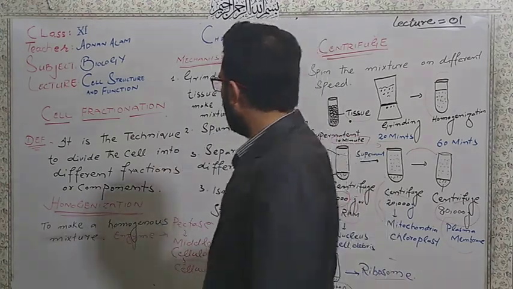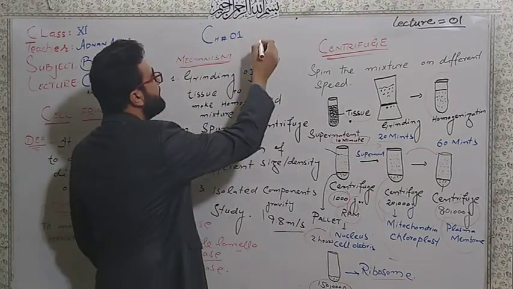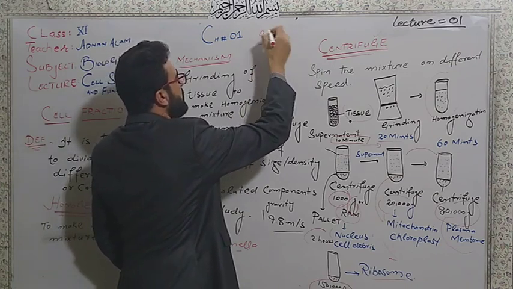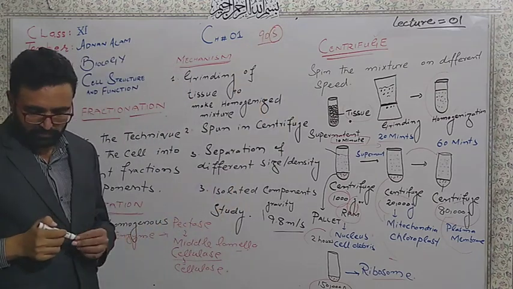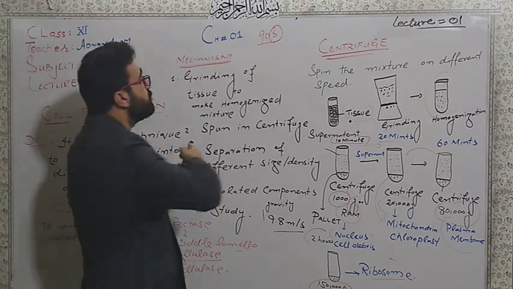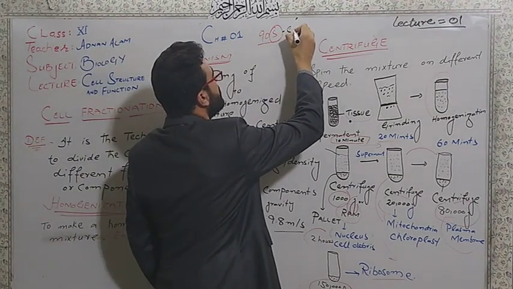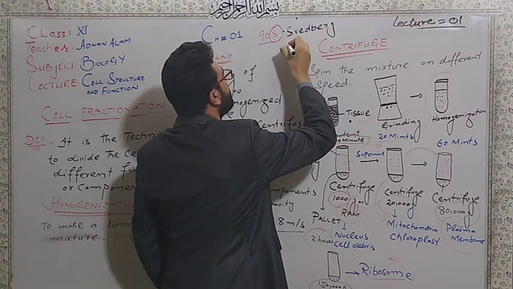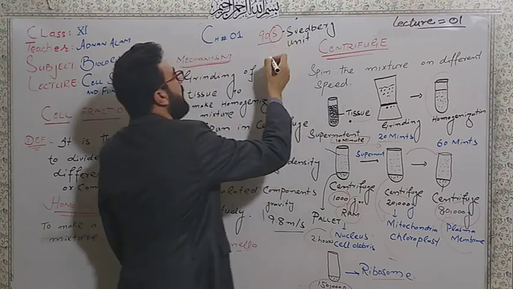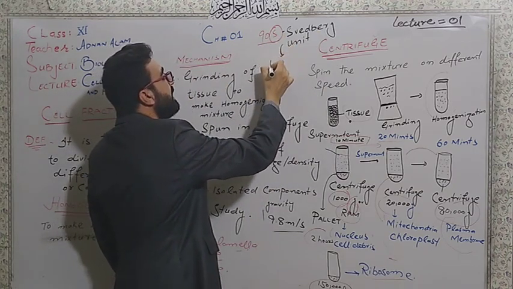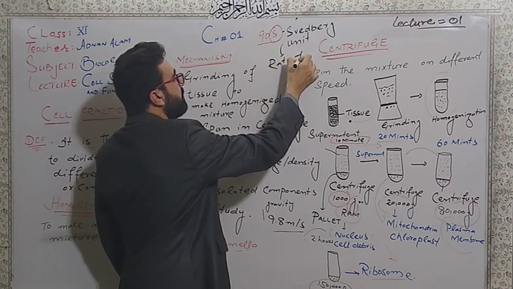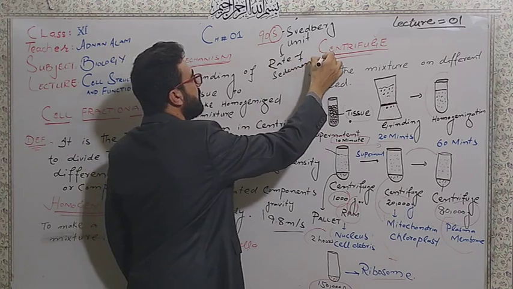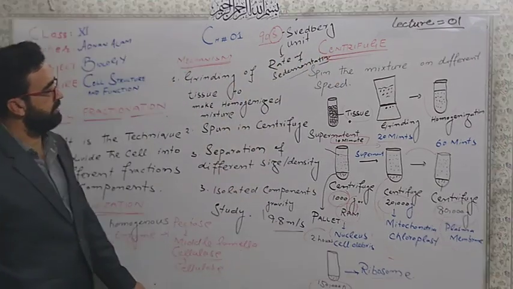My dear students, when we study the ribosome, we say this is 80 S, this is 90 S ribosome. So what does S mean? S means Swedberg unit, and it is actually the rate of sedimentation.